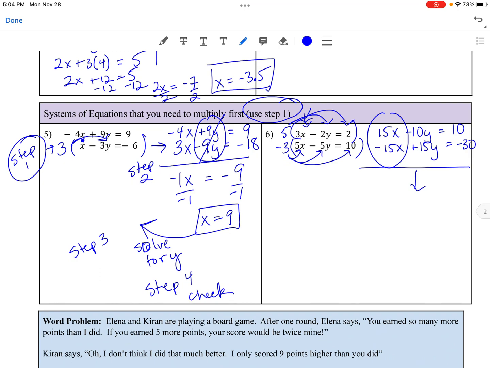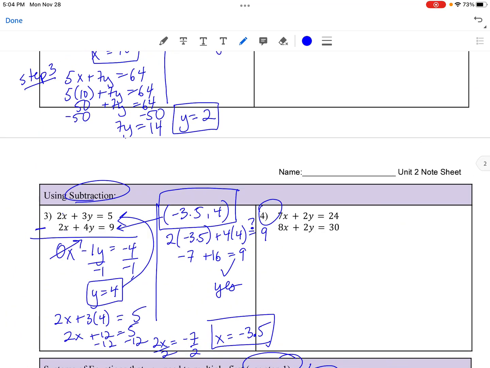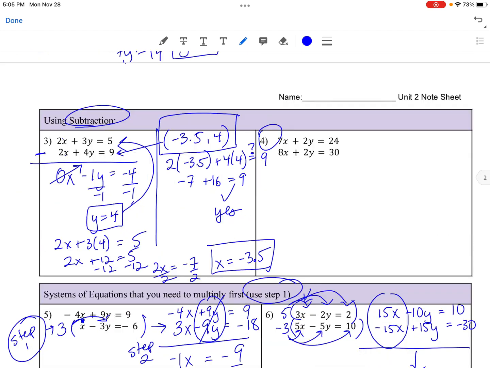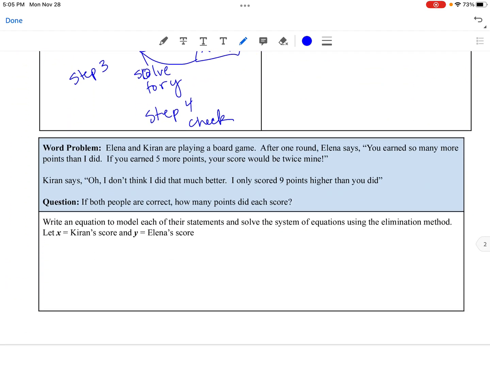I'm going to let you finish the rest of this on your own. And of course the other problems as well, number 4, number 2, do those on your own. I will check them when I do the next binder check.